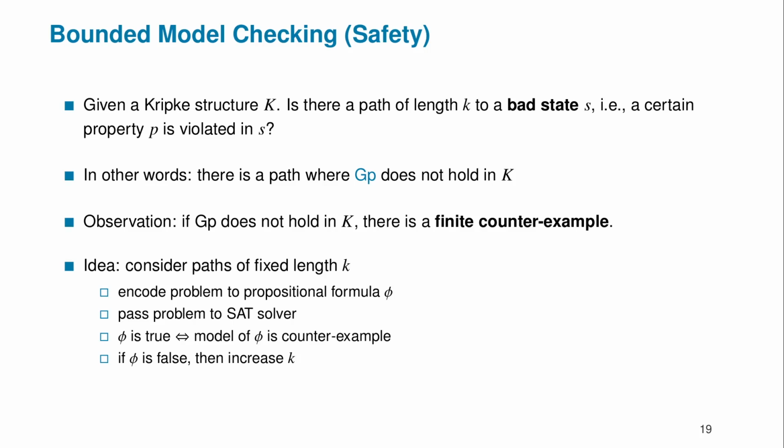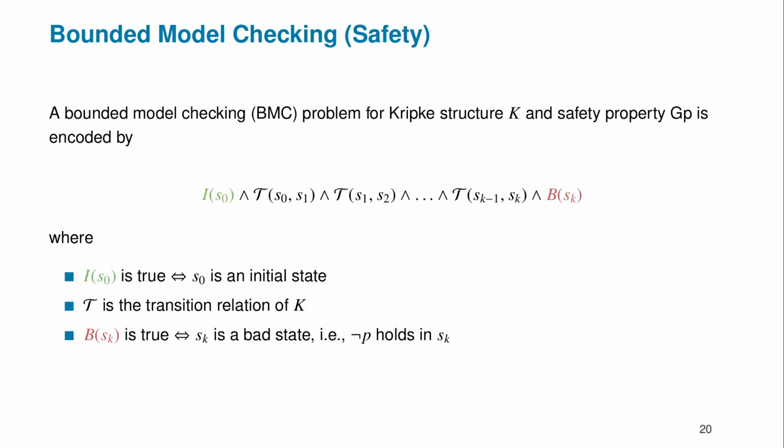And if the obtained formula is true, then the model gives us the counterexample. If the formula is false, then we need to increase the number of steps and see if we find a problem with an additional step. Later in this lecture we will see a criterion for how to choose the k.